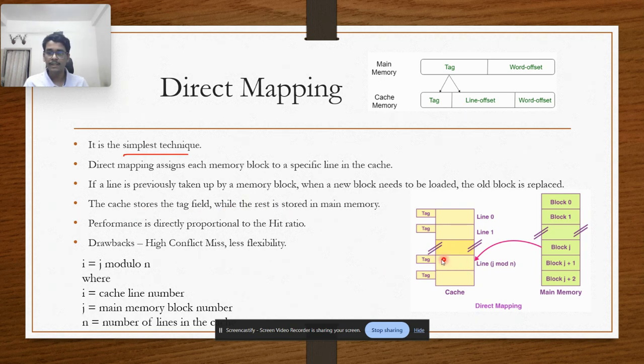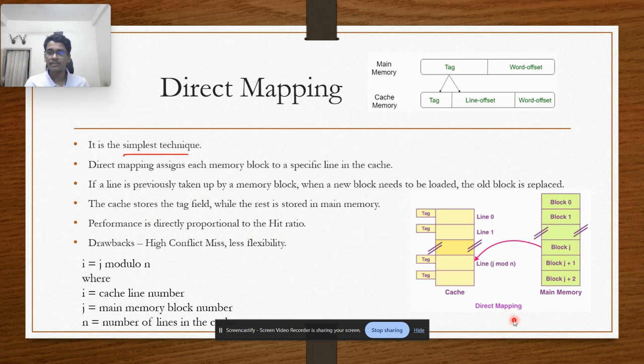And the tag field of the cache memory address, as seen here, is stored in the cache memory, while the rest is still stored in the main memory. In the diagram above, we see that the tag field of the main memory gets broken into two pieces: the tag and the line offset. The line offset represents the line number of the cache memory.